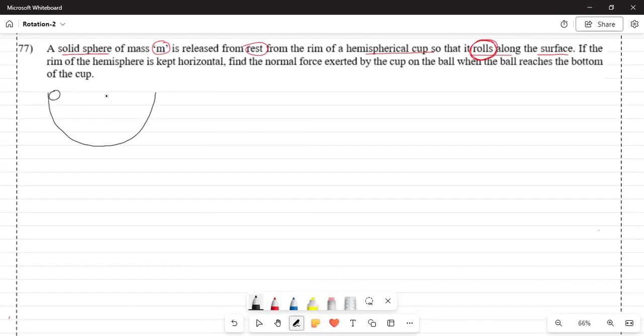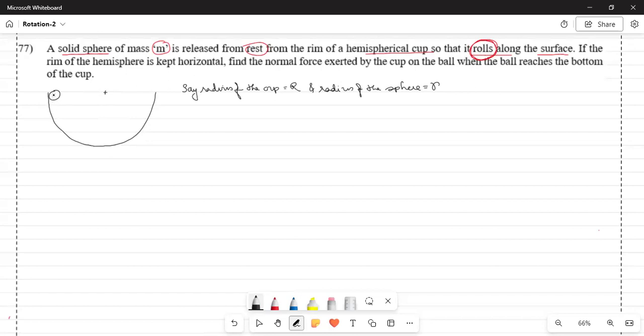Now, the radius of this hemispherical cup is not known. The radius of the sphere is also not known. Only the mass of the sphere is known, small m. So we assume the radius of the cup is equal to capital R and the radius of the sphere is equal to small r.